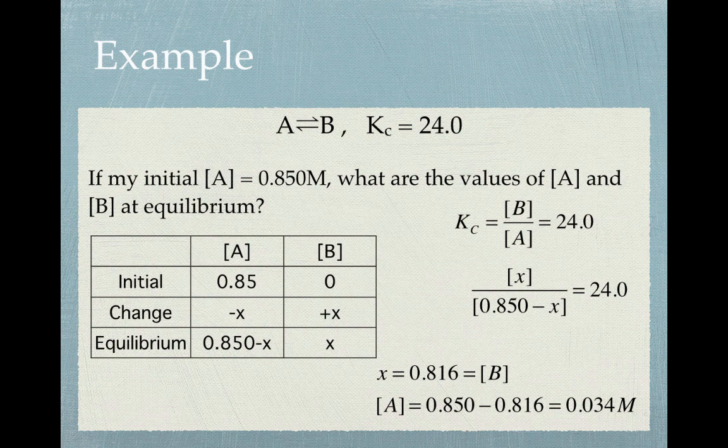Okay, we see that the concentration of B is equal to X, so once we find X, we automatically know the concentration of B. Now to find the concentration of A, that's equal to 0.85 minus X, so we have 0.85 minus 0.816, and we see that we end up with a concentration of A of 0.034 molar.